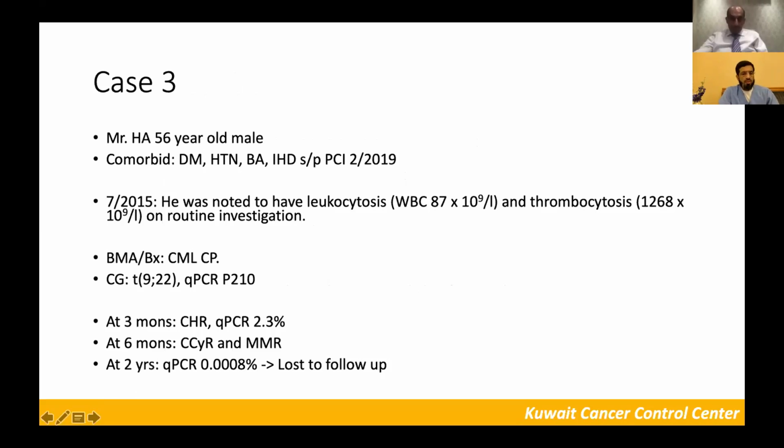So our next patient is Mr. Echai, a 56-year-old Kuwaiti male who had comorbidities of diabetes, hypertension, bronchial asthma, and ischemic heart disease post-stenting in February 2019. In July 2015, he was noted to have leukocytosis and thrombocytosis, and on routine investigations, his bone marrow aspirate and biopsy showed chronic myeloid leukemia in chronic phase. His cytogenetics revealed the Philadelphia chromosome with no additional clonal evolution, and his PCR was P210.